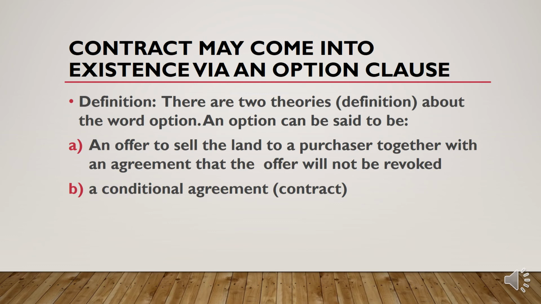And finally, a contract may come into existence via an option clause. There are two theories about the word option. A, it can be an offer to sell the land to a purchaser together with an agreement that the offer will not be revoked, or B, it can be a conditional agreement, which is a contract.